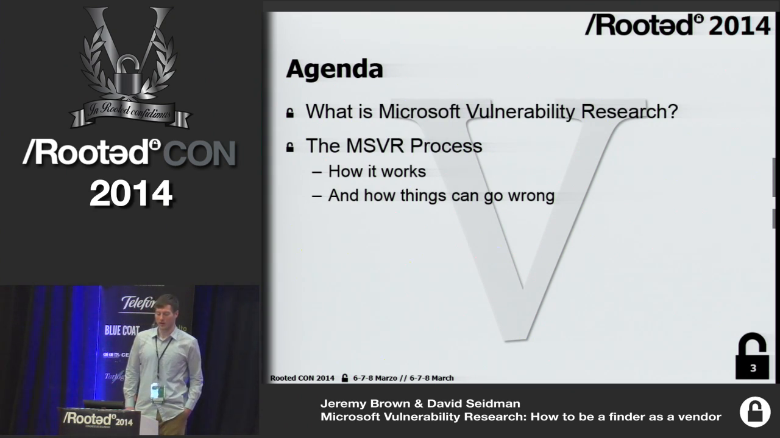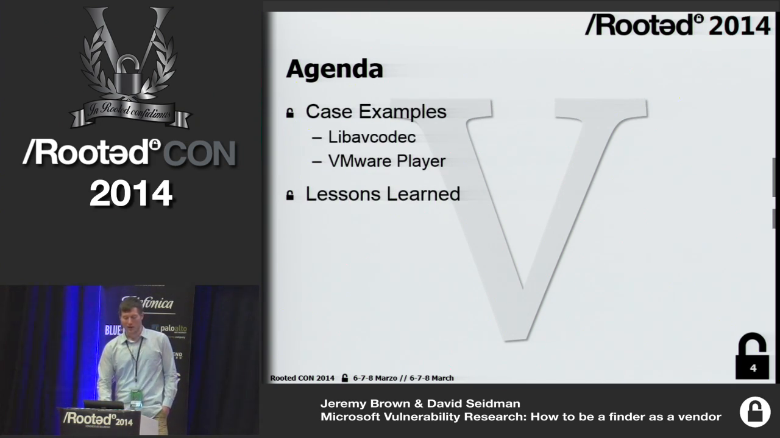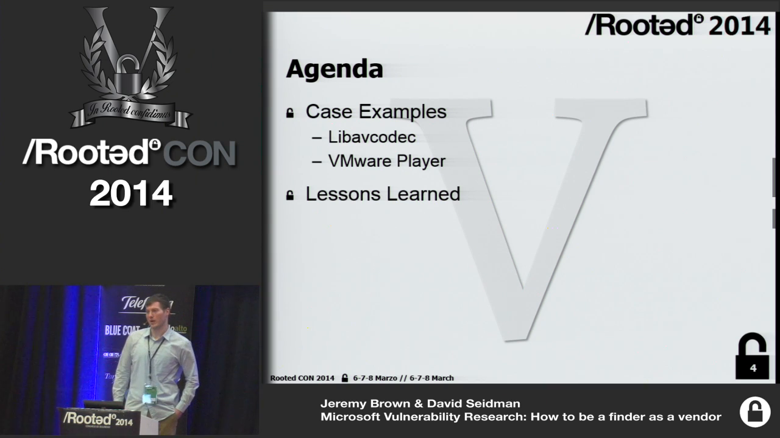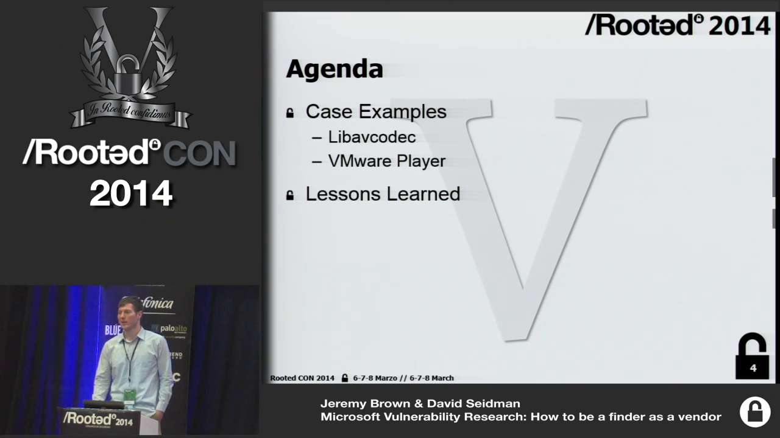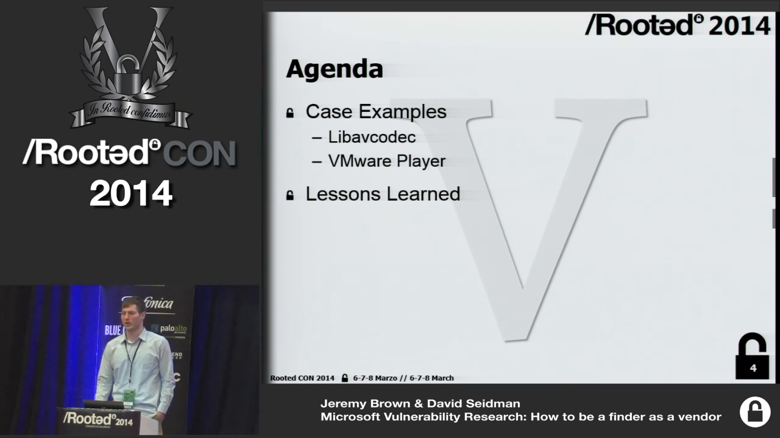So the agenda: what is MSVR, how the process works, and how things can go wrong. I know that's always interesting to people. You like seeing other mistakes and seeing how you can improve upon them from that. Also, a couple case examples, a couple bugs that were submitted through the MSVR program. I'm going to talk about some technical details behind those, how they were found, and how they were confirmed exploitable and all that stuff. And then some lessons learned about what we learned in the process so far.